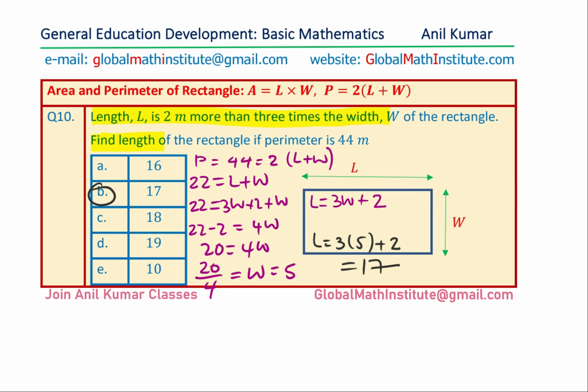Perfect. So with that, I hope you have understood how we relate the area and perimeter of a rectangle and do some tricky questions. Now, as I said, we'll take the application parts and then we'll also take area and perimeter of triangles and circles.